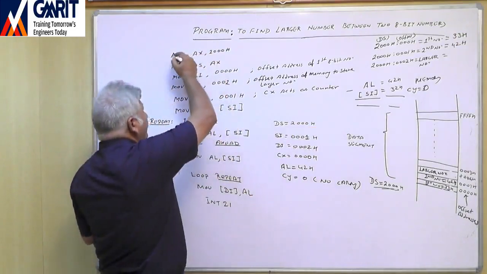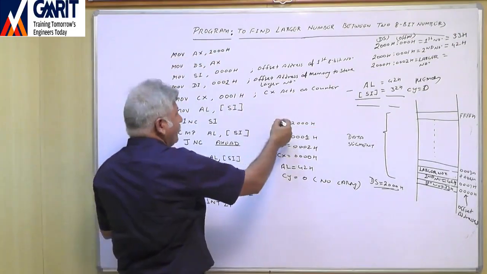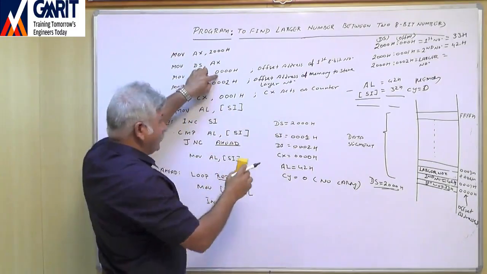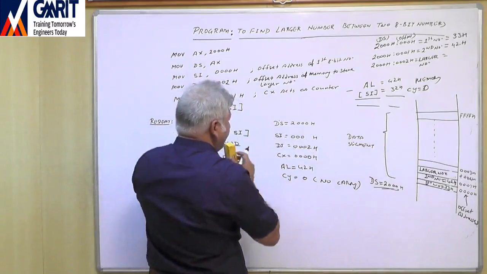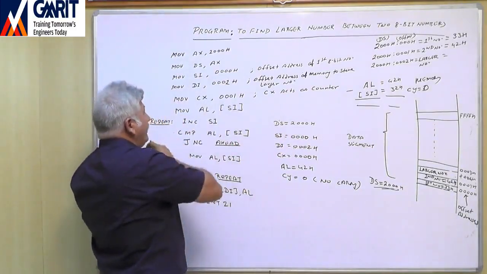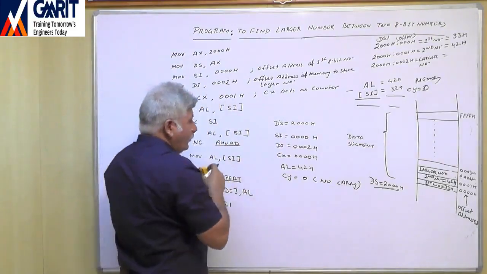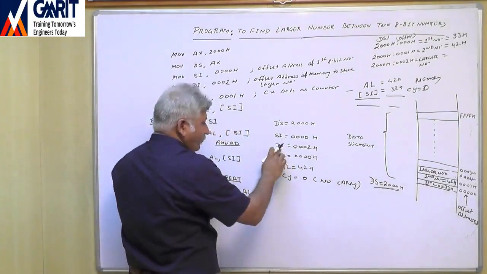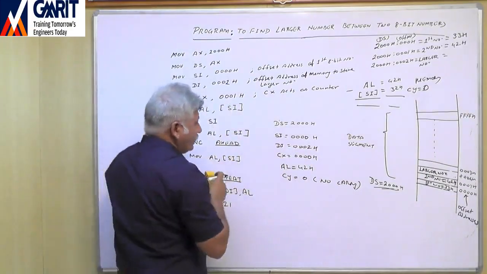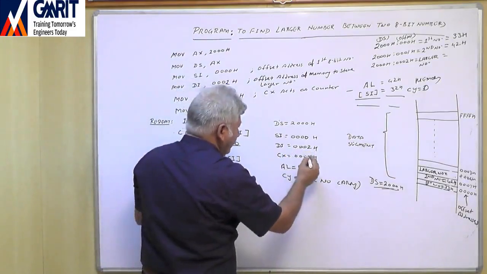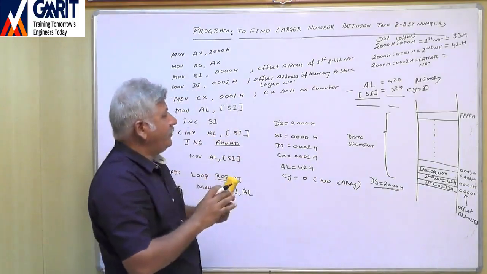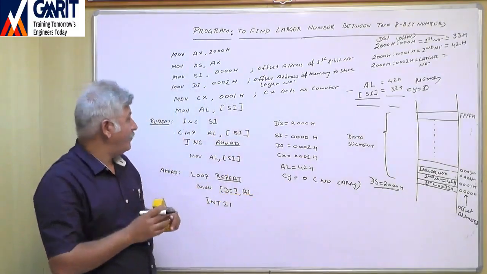Okay, so again with the first two instructions, DS will become 2000. MOV SI, 0000. So SI is 0000, the offset address of our first data. MOV DI, 0002. Where we want to store our result, we store that offset address in DI. MOV CX, 0001. In CX we store a value which is 1 less than the total numbers which we are comparing.